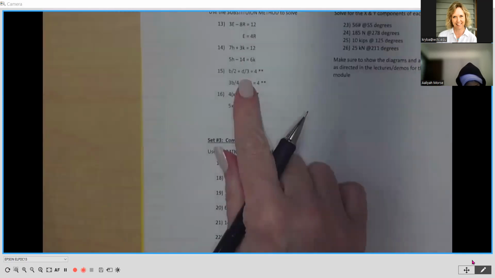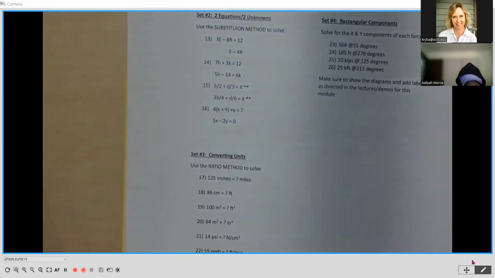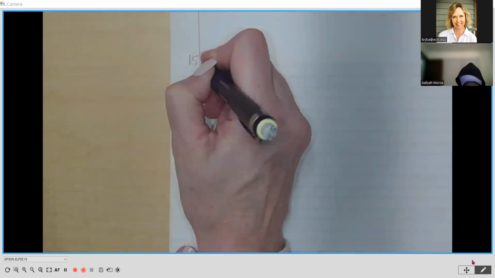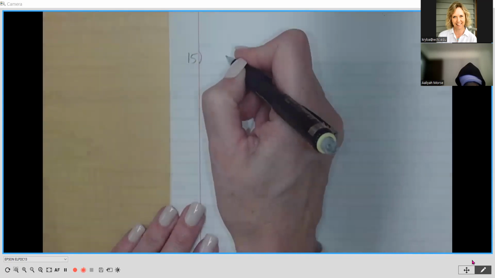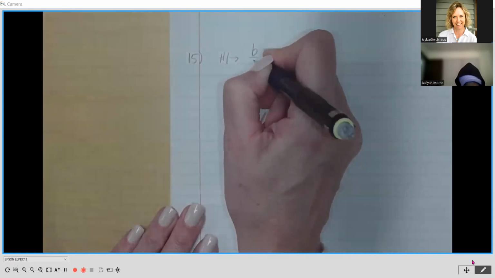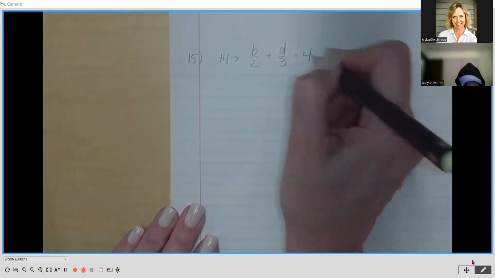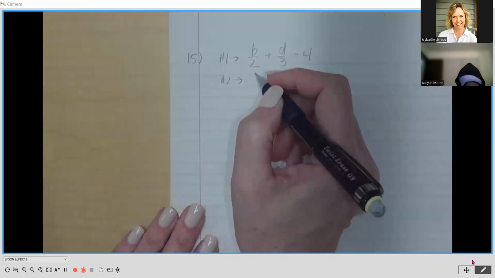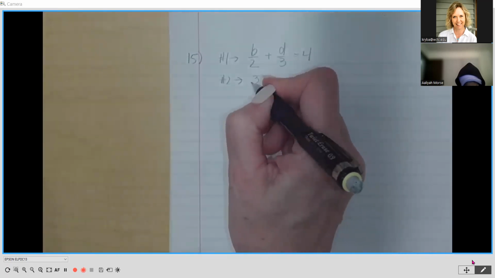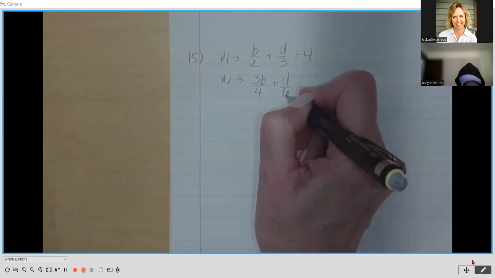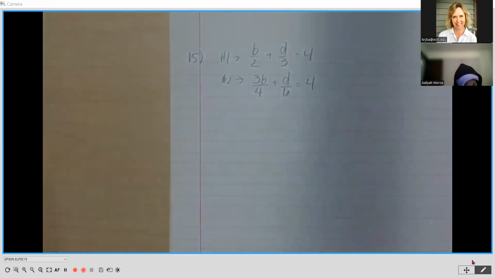Okay. Number 15, you'll notice here I have those asterisks again. So make sure that you write the original equations in the up-down format. So number 15: equation number 1 is going to be b over 2 plus d over 3 is equal to 4. And number 2 is going to be 3b over 4 plus d over 6 is also equal to 4.